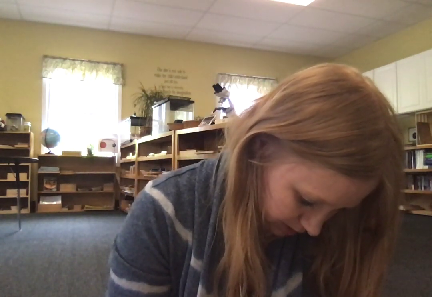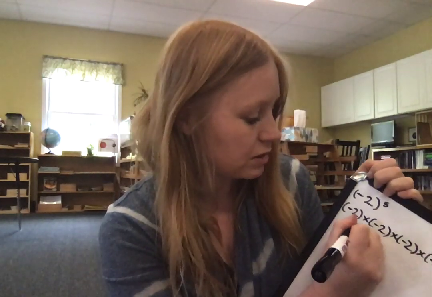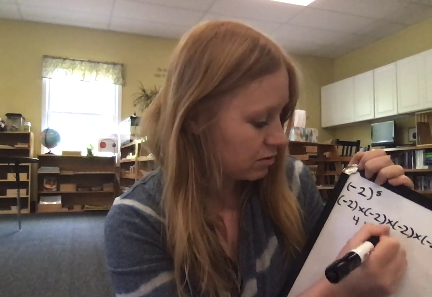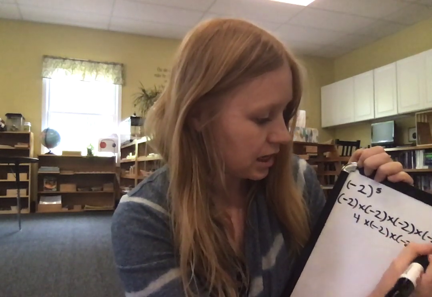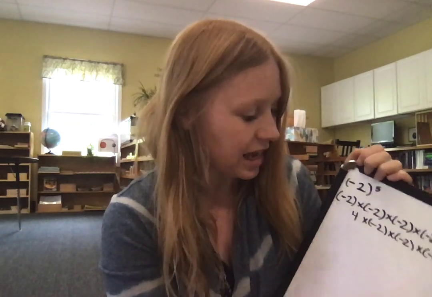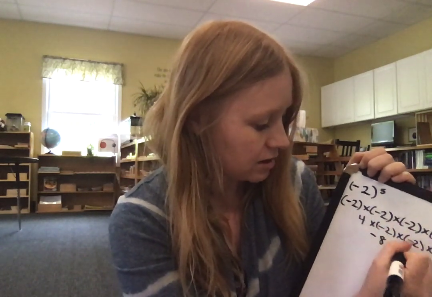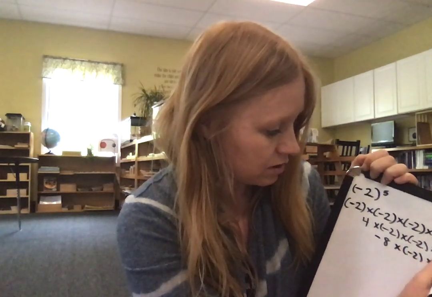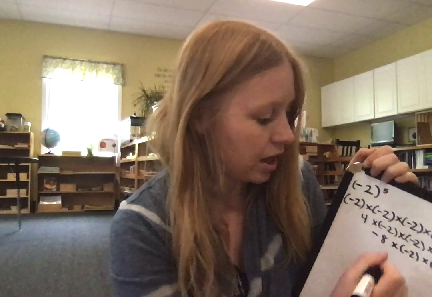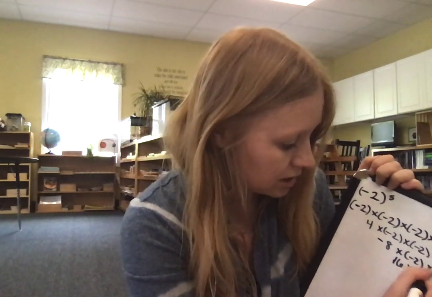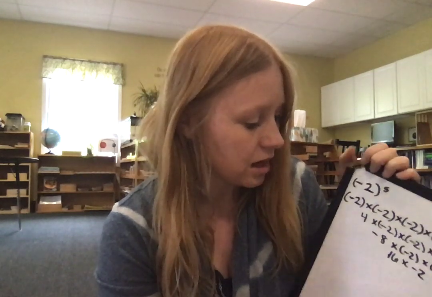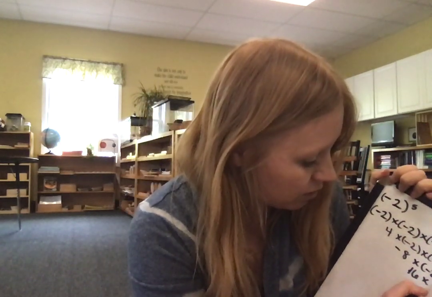Negative 2 to the 5th power, and if we expand that, that is negative 2 times negative 2 times negative 2 times negative 2 times negative 2. Negative 2 times negative 2 is positive 4 times negative 2 times negative 2 times negative 2. Positive 4 times negative 2 is negative 8 times negative 2 times negative 2. Negative times a negative is a positive, positive 16 times negative 2. 16 times 2 is negative 32.